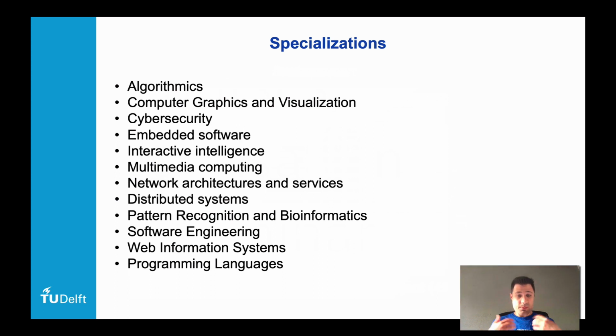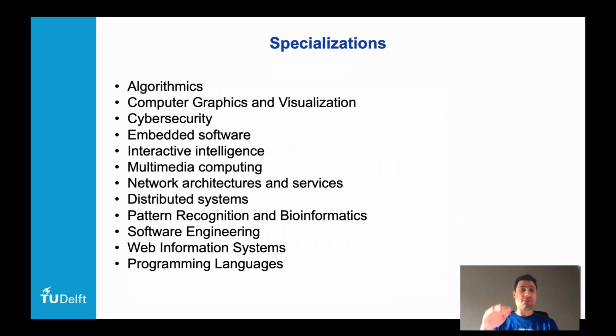Okay, so specializations, we have a lot of research groups in our computer science faculty, and researchers doing top-level research, right? And in which topics? Algorithms, computer graphics and visualization, cybersecurity, embedded software, interactive intelligence, multimedia computing, network architectures and services, distributed systems, pattern recognition and bioinformatics, software engineering, web information systems, and programming languages.